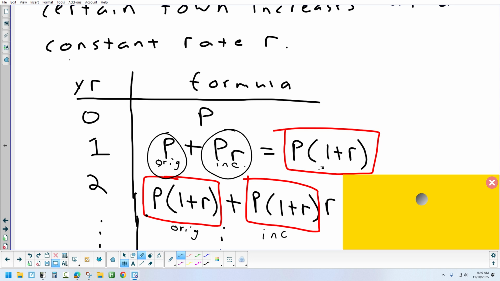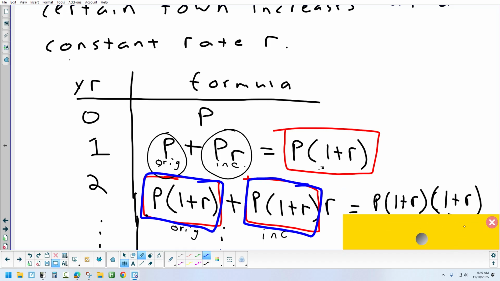What do they each have in common? Right, they each have a P times 1 plus R. And if you factor that out of here, you'd be left with a 1. If you factor that out of here, you'd be left with just the R. There's the 1. There's the R. So I factored P times 1 plus R out of both boxes.